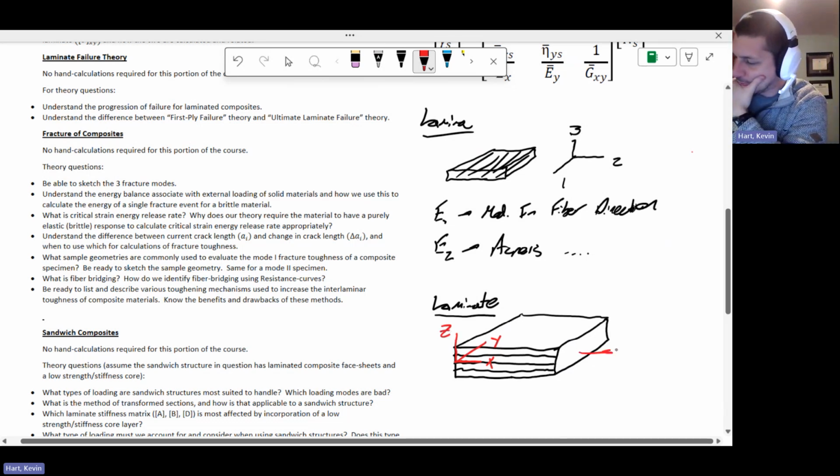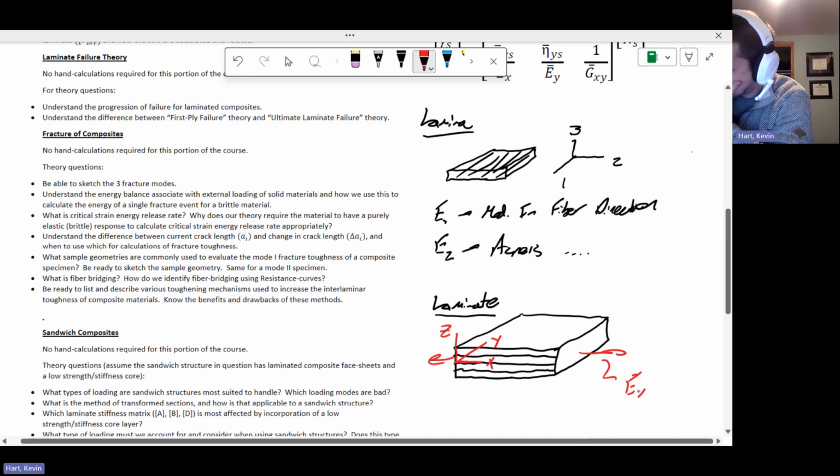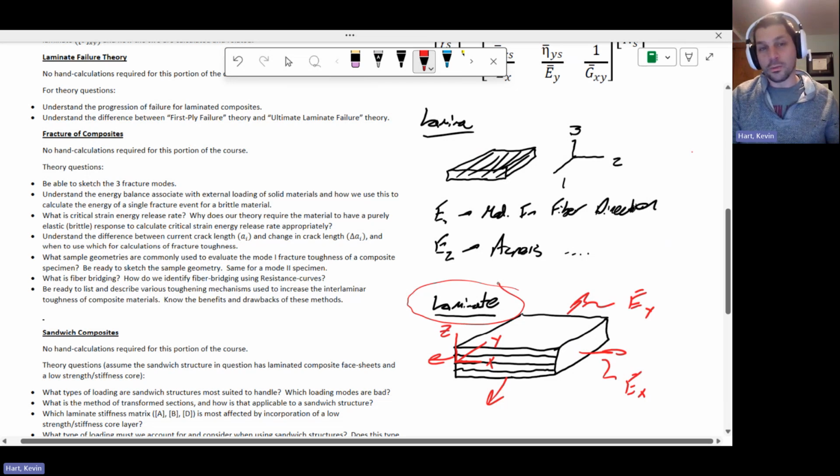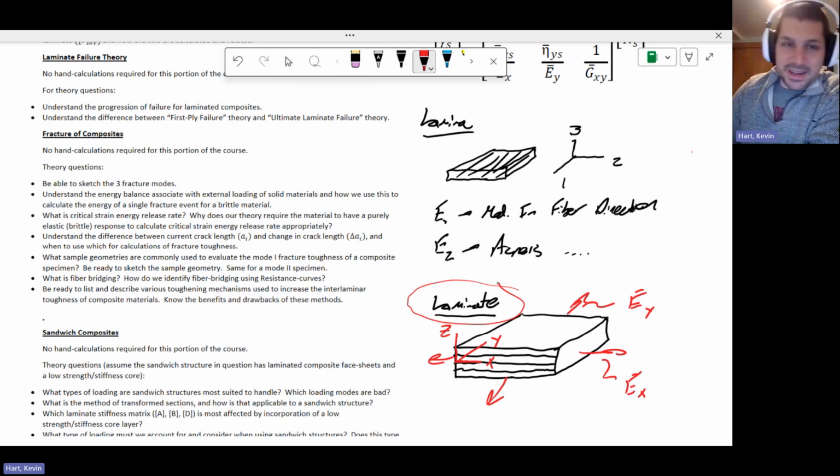And so now if I have some loading in this direction, this would give rise eventually to an E bar X, which is the laminate stiffness in the X direction. Or if I were loading this way, testing this in the lab maybe, then this would give rise to E bar Y, right? So it's the difference between the laminate and lamina stiffness. This laminate is made of many lamina that have their own individual stiffnesses and their own principal material coordinates. But the laminate has a stiffness in its global coordinate system, the XYZ coordinate system.